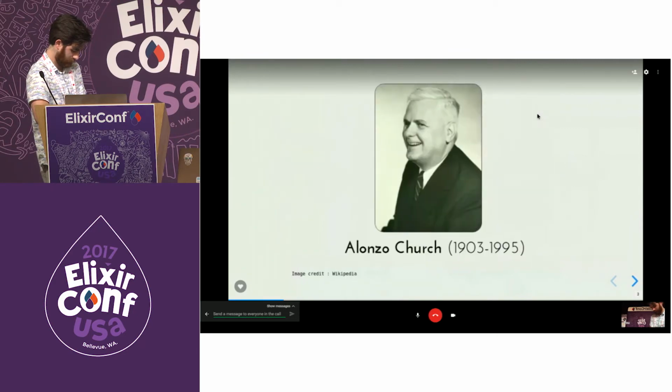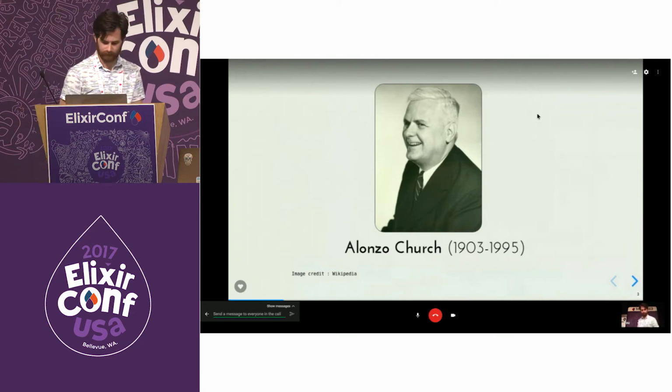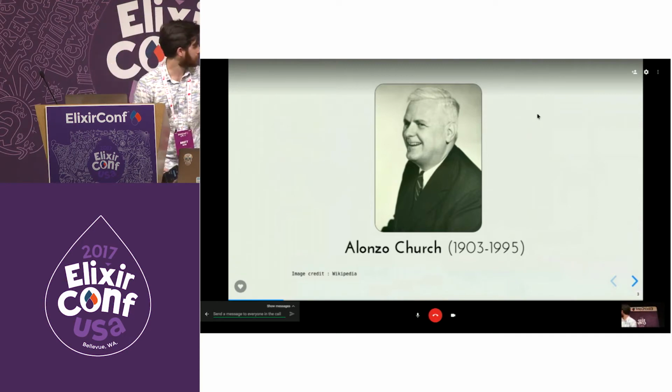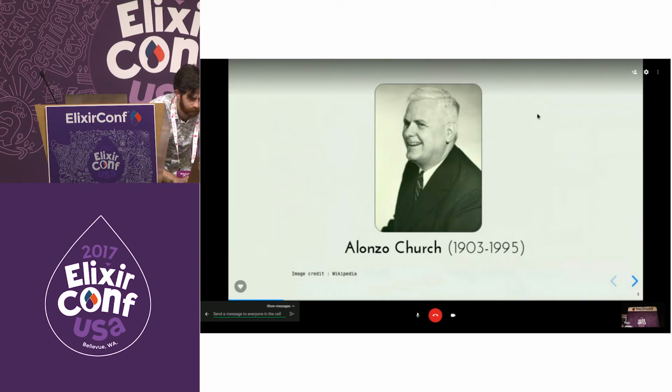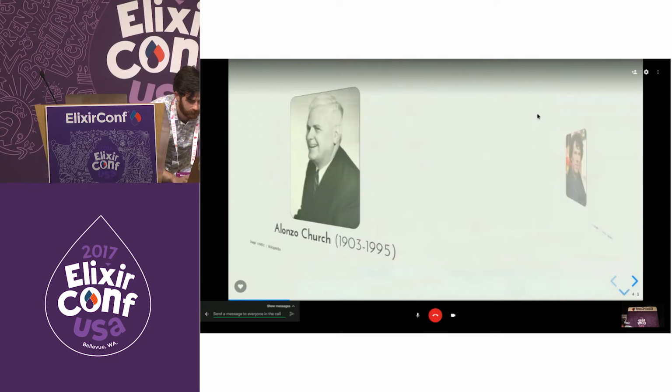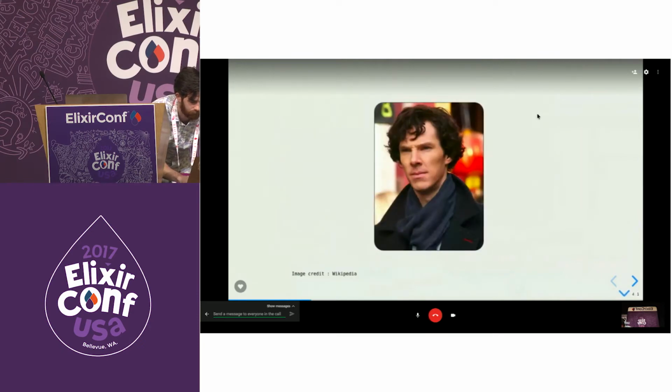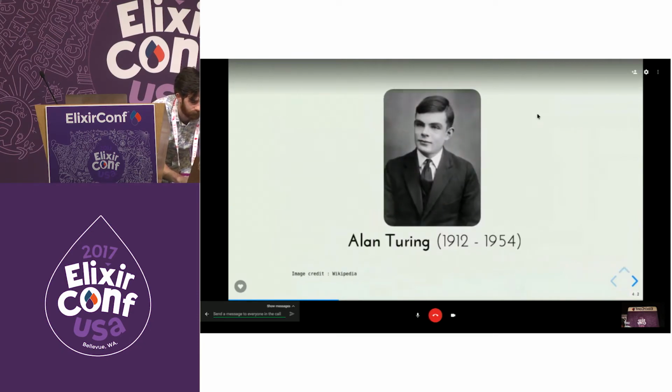Starting with this brilliant mathematician, Alonzo Church, he's the guy behind the idea of lambda calculus, which is the theoretical foundation for functional programming languages like Elixir, Erlang, or Haskell, ML. And he was also one of the PhD advisors of a very famous computer scientist, I mean Alan Turing.